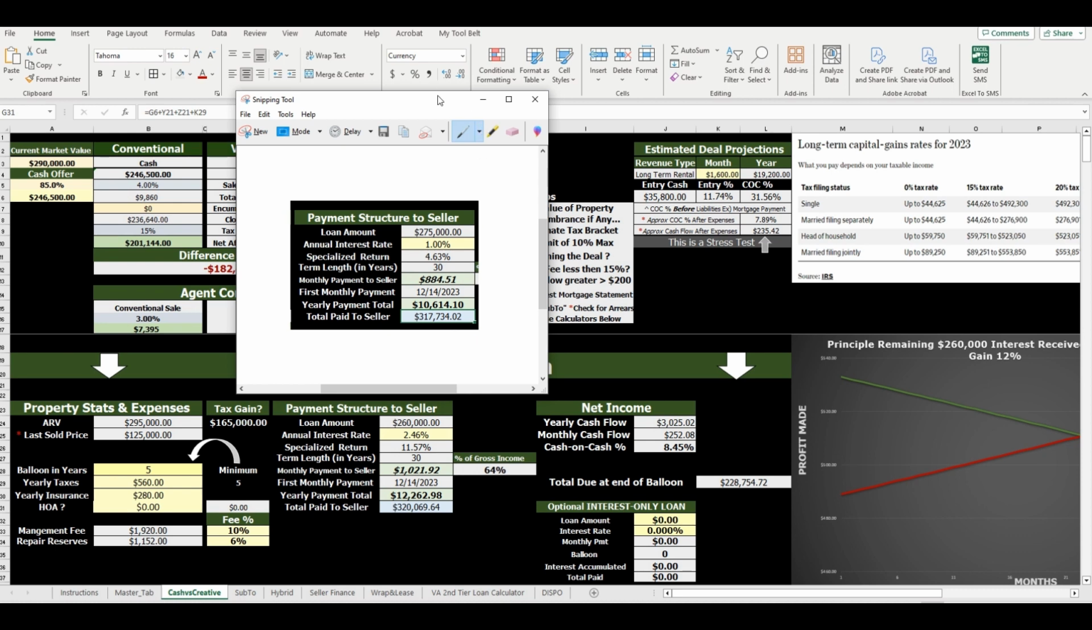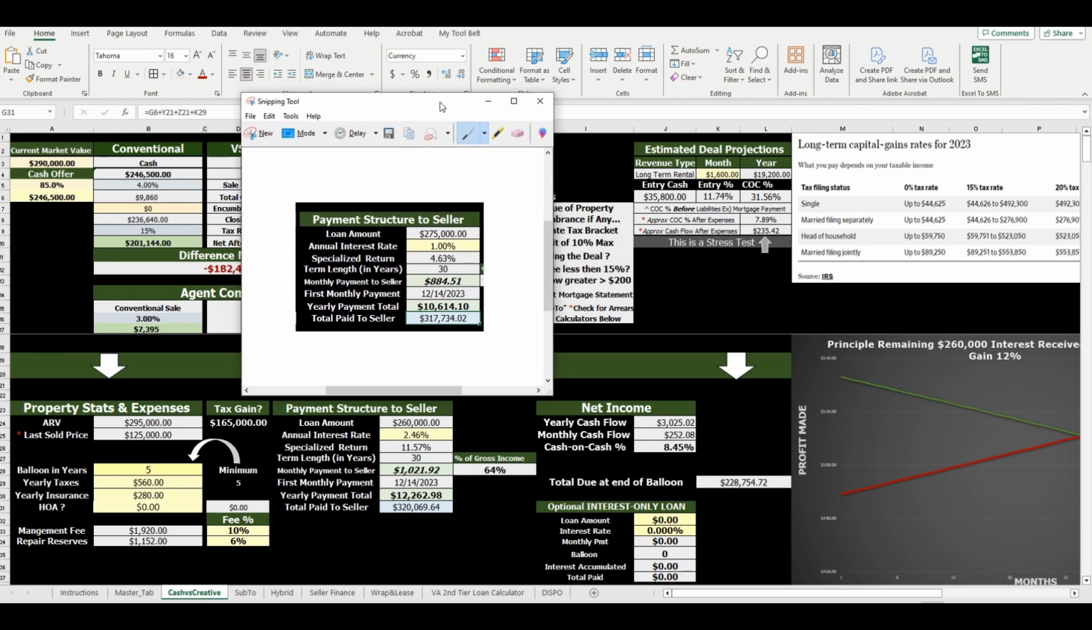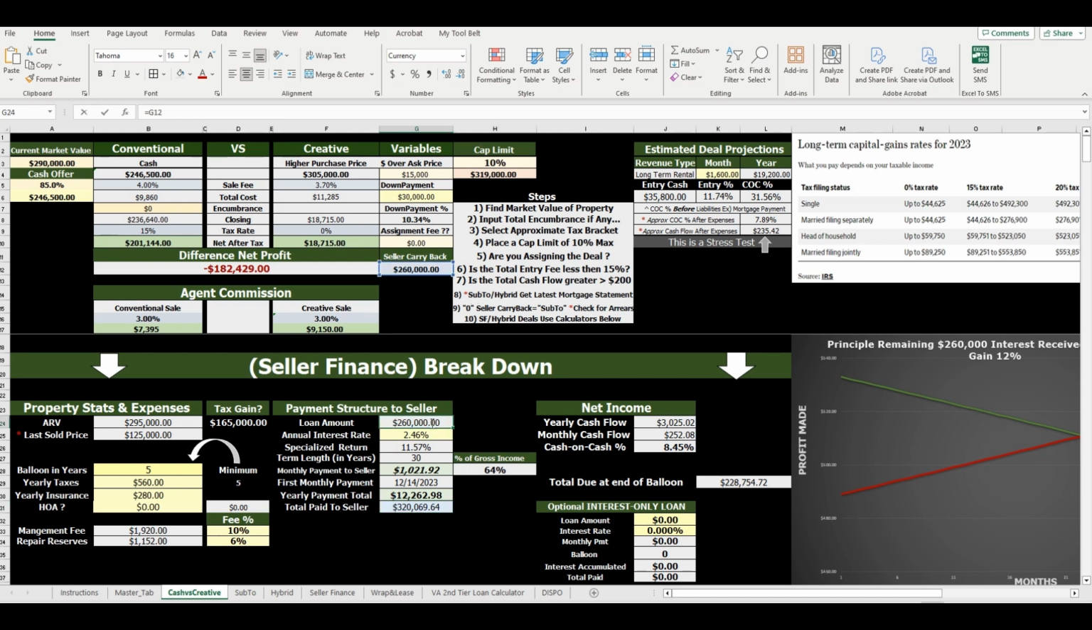So this is what we call a reverse seller finance. How this is going to work is that we are going to base the loan amount off of the current market value of the property minus the down payment minus the encumbrance. In this case, you get to a loan amount of 260. By doing a slight tweak in this manner, it gives me so much flexibility in terms of controlling the amount of money being received by the seller.